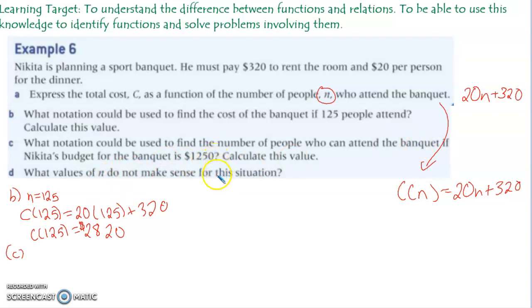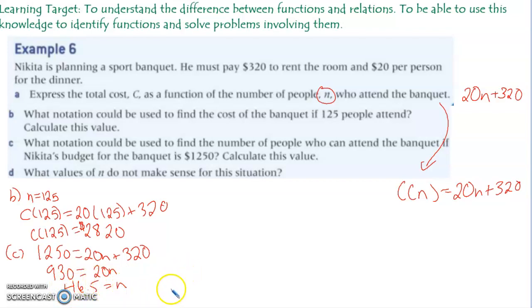So this time we're talking about the cost, which is the C, which means we're going to be replacing this entire side with the goal of trying to find n, the number of people. So 1,250 is equal to 20n plus 320. So I'll start by subtracting 320 from both sides. When I do that, I get 930. And then when I divide both sides by 20, I'm going to end up with 46.5.